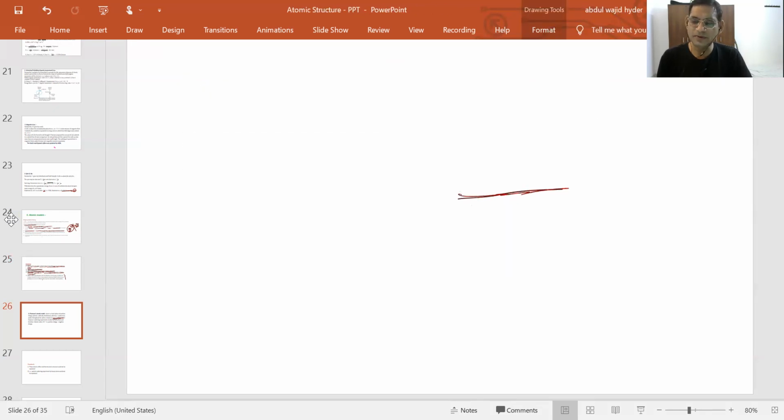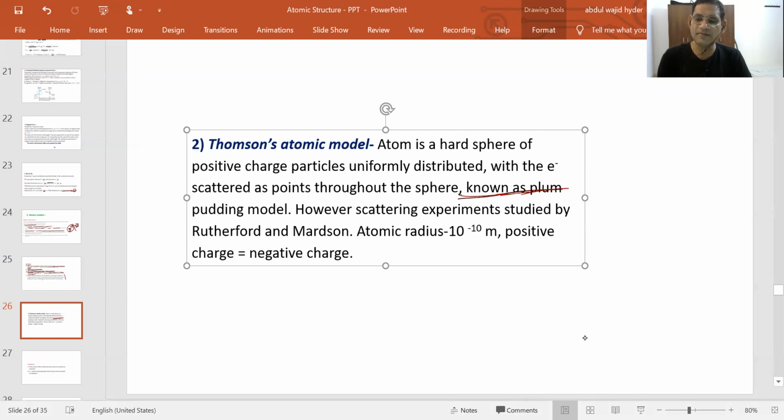See, this is a hard sphere of positive charge particles uniformly distributed. Since the atom is a hard sphere of positively charged particles uniformly distributed with the electrons scattered as points throughout the sphere, plus and minus are uniformly distributed, it is known as the plum pudding model.